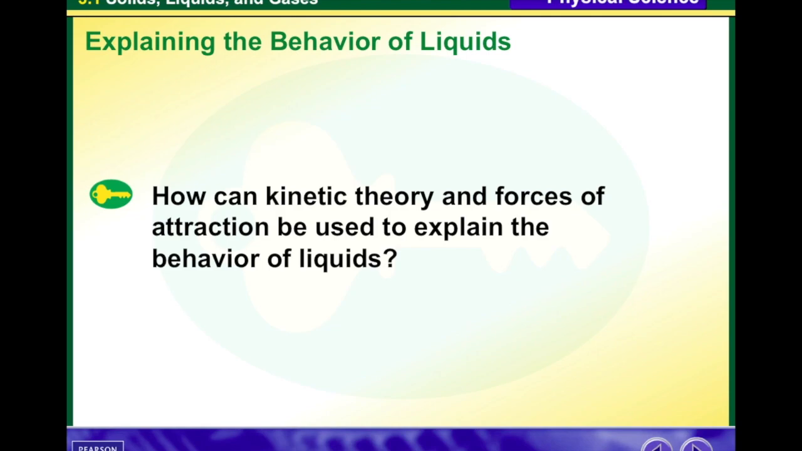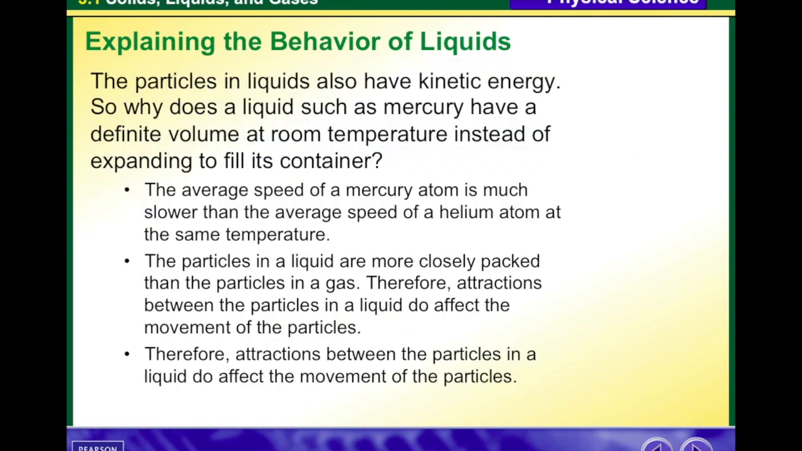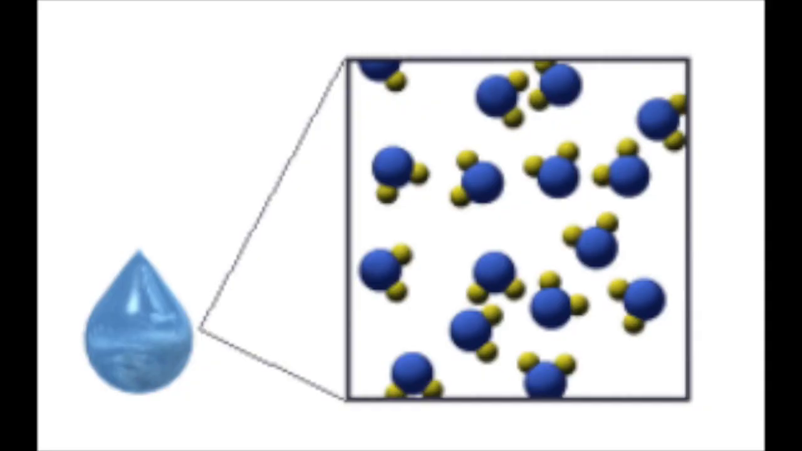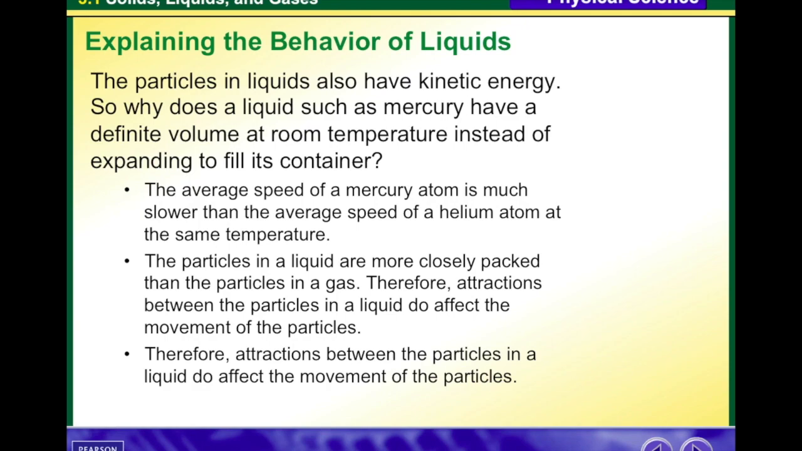What about if we want to look at liquids? How can kinetic theory and forces of attraction be used to explain liquids? Well, the particles in liquids have kinetic energy. They are moving. They are swimming around. So why does a liquid like mercury have a definite volume at room temperature instead of expanding to fill its container? Well, think about it.